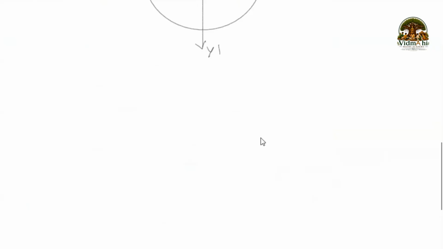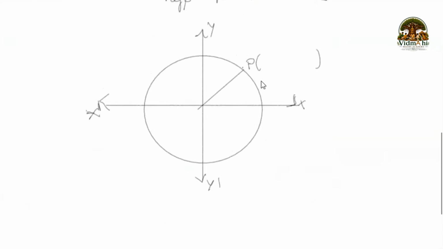So therefore we can write cos x comma sin x. Okay. Since this is nothing but x-axis, and we know that this is the initial ray, the angle is 0 degree.